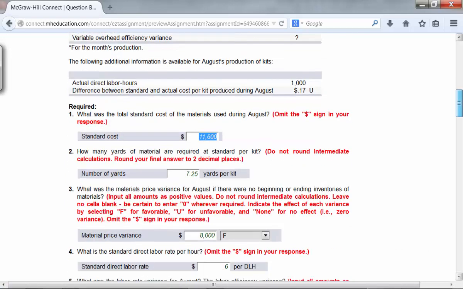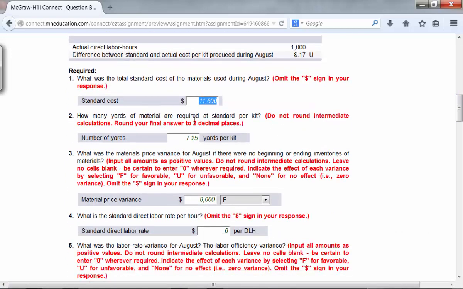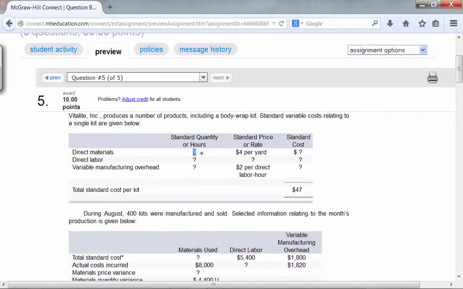Now, number 2. How many yards of material are required at standard per kit? They're asking for this right here. Well, if we know that this is 29, right, then we can figure out how many yards of materials are required at standard.